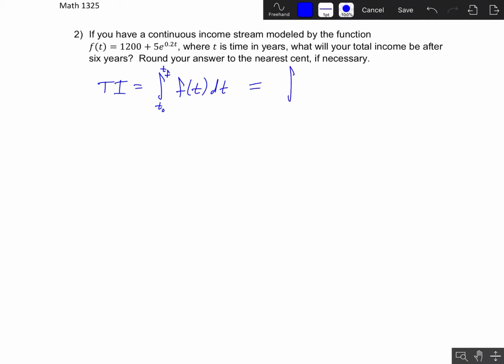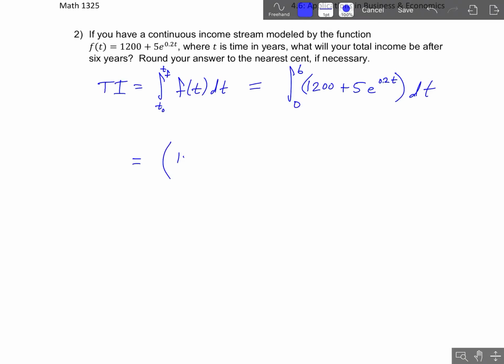And here we're going over the course of 6 years, so that would be starting at time 0 and going up to time 6. And we know that f of t is 1200 plus 5 e to the 0.2t. So that's what we want to be integrating. First, let's compute the antiderivative.